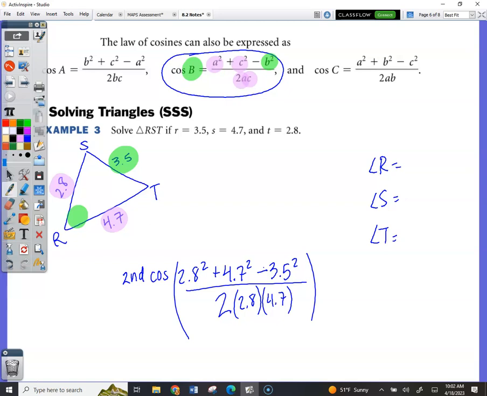So this would be 47.8. So angle R would be 47.8 degrees. Then I would repeat with one of the other angles.